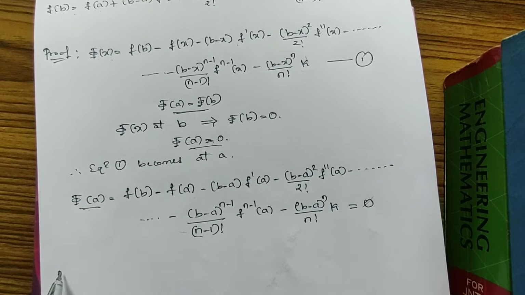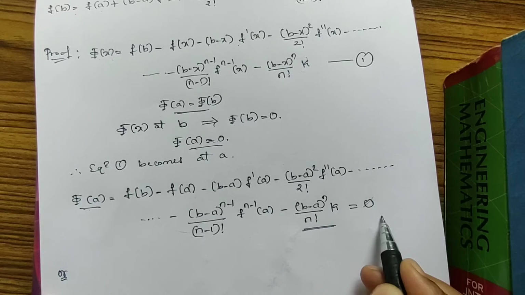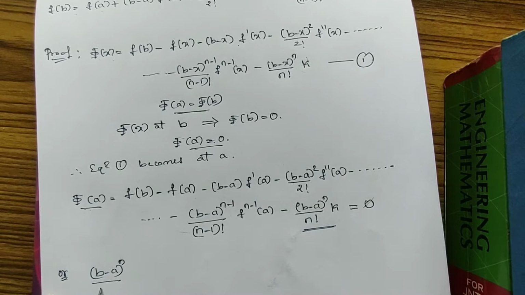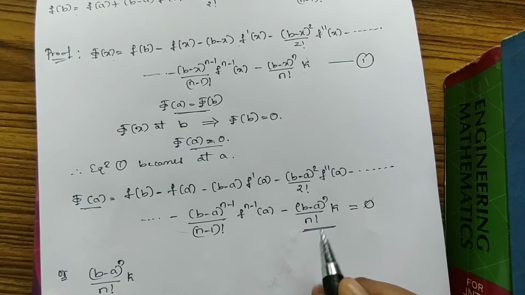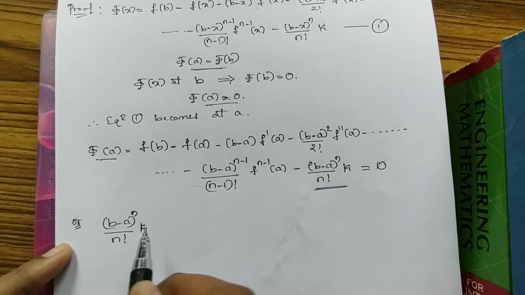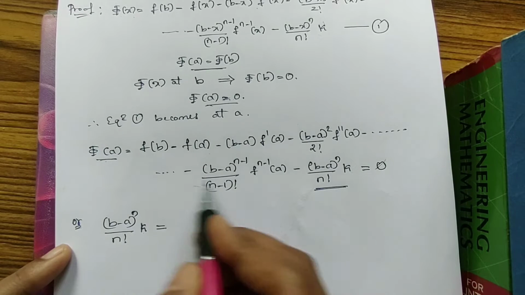Or we will take the negative term to the right side, which means it is going to be positive. That is, b minus a to the power n divided by n factorial into k. So we are taking this negative term to the right side, which means it becomes positive: b minus a to the power n by n factorial into k, which is equal to the remaining terms as they are.